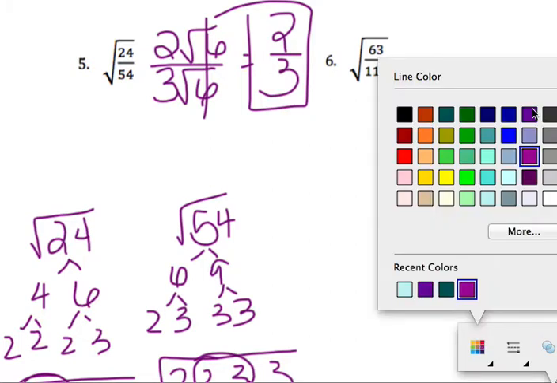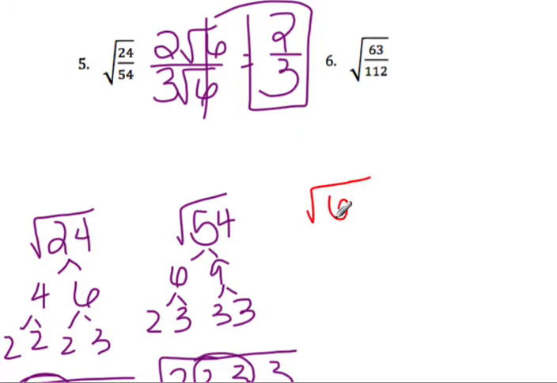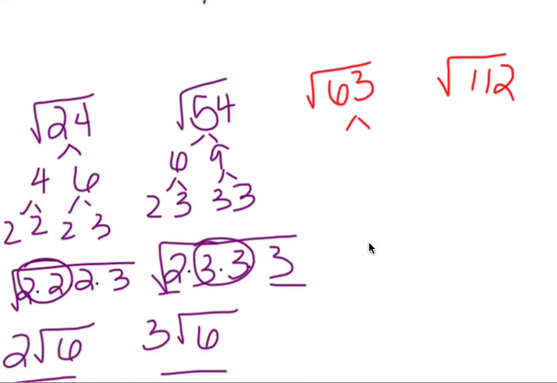So now let's go ahead and break down this next radical. So we need to break down 63, and we also need to break down 112. Well, let's start by breaking down 63. I know that 63 can be broken down to 9 and 7. Well, 7's already a prime number, so we're going to break 9 down to 3 and 3.